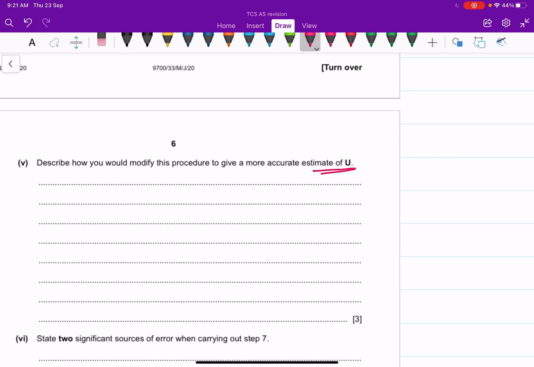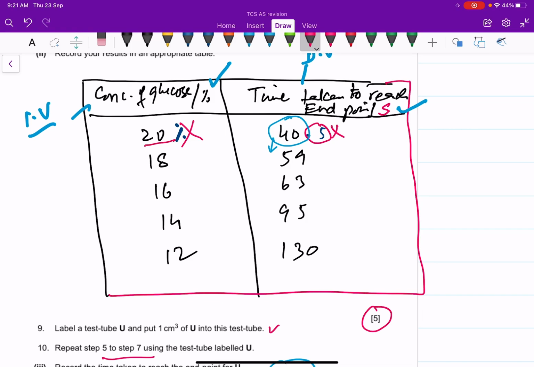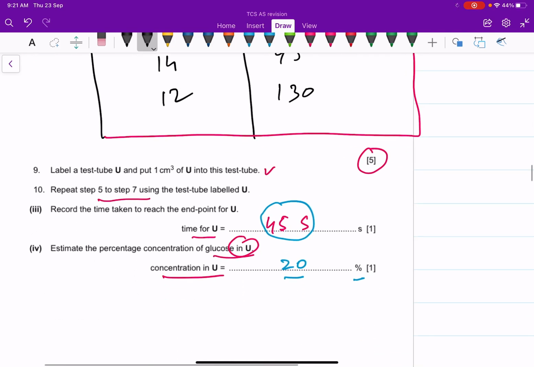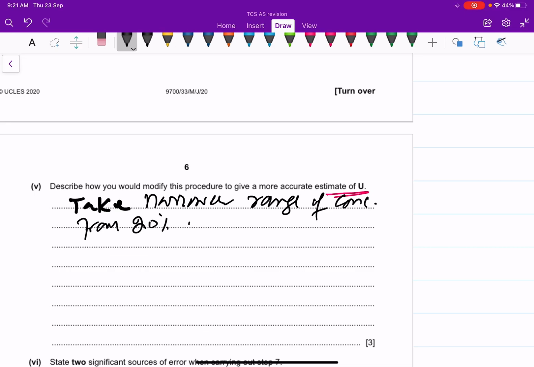Describe how you would modify this procedure to give a more accurate estimate of U. It is difficult to estimate whether this is 20% or 18 point something or 19 point something, okay? So the concentration of U is somewhere between 20% and 18%. What I should do is take a narrower range of concentrations from 20% to 18%. So this is one thing that needs to be done.